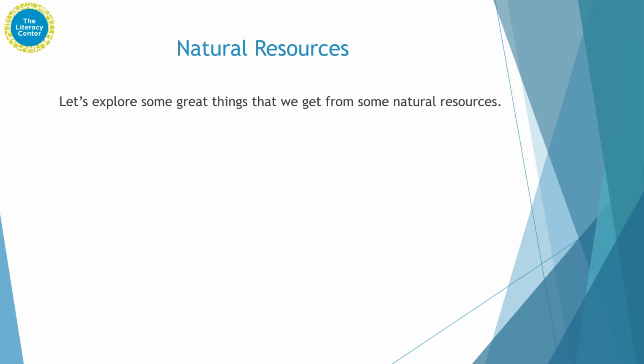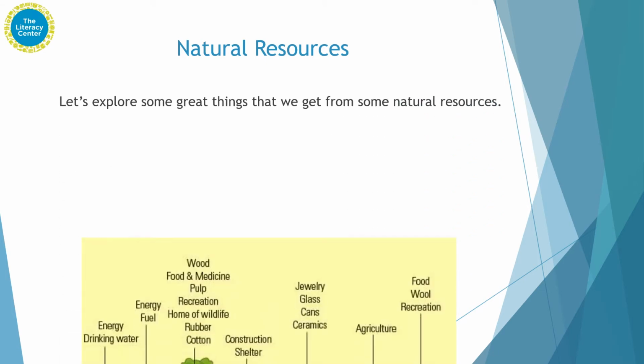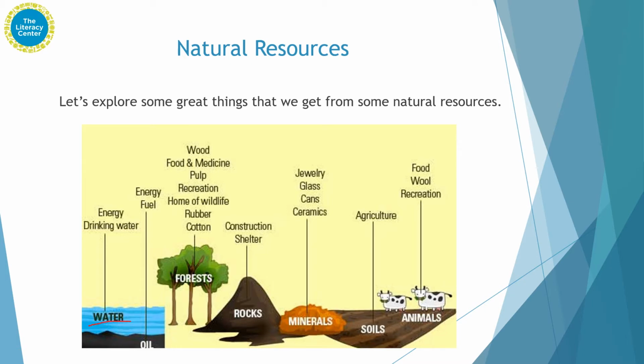So let's explore some great things that we get from some natural resources. We consume water as drinking water. We also use oil as a fuel. We also use forest for wood, to get food and medicine, to get pulps. We also use forest area for recreation, which is a home of wildlife. We also get rubber and cotton from there. And what do we use from rocks? We use it for construction or as a shelter.